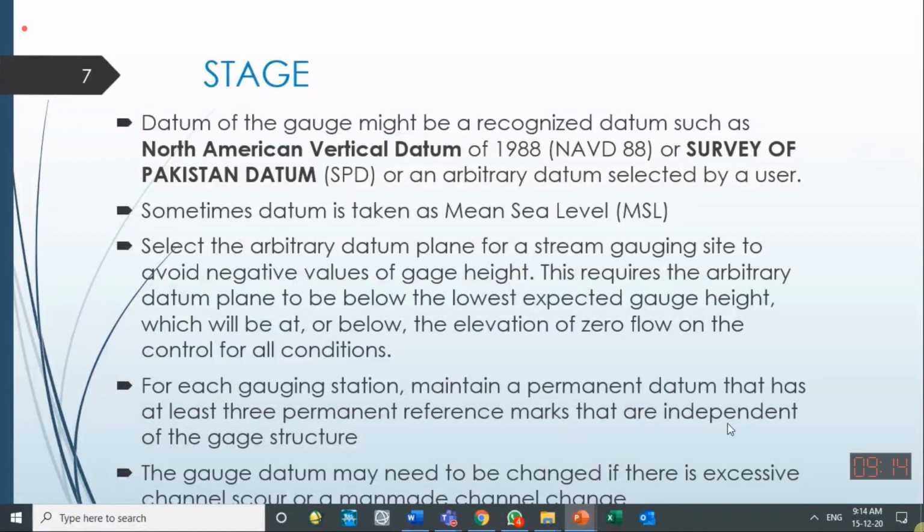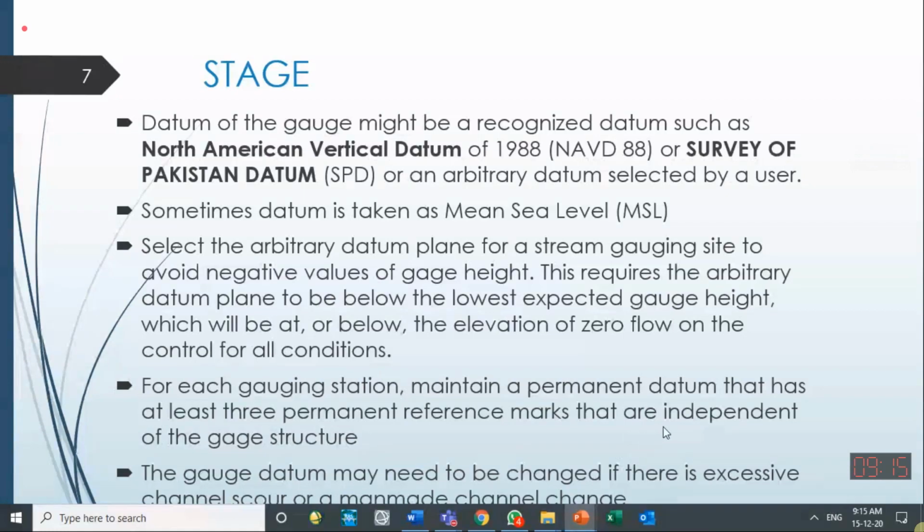While bed levels do change to some extent by deposition and sedimentation, the stream bed level does change. But your datum, the reference line, that should be permanent. You should fix some permanent benchmark close to your stream station. At least three benchmarks should be selected. Permanent reference marks should be selected.